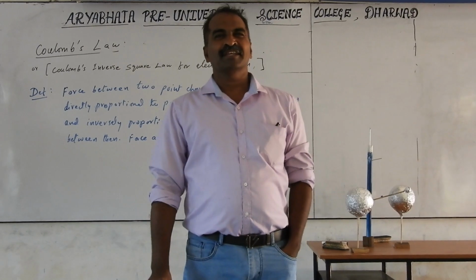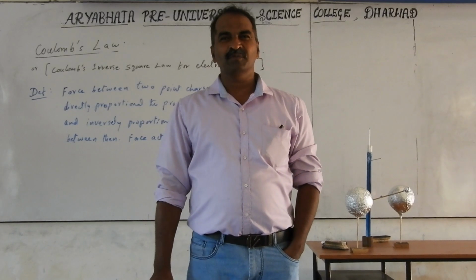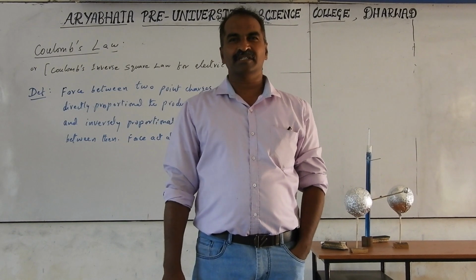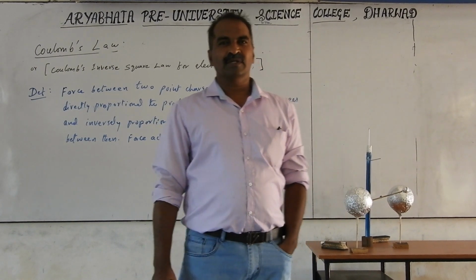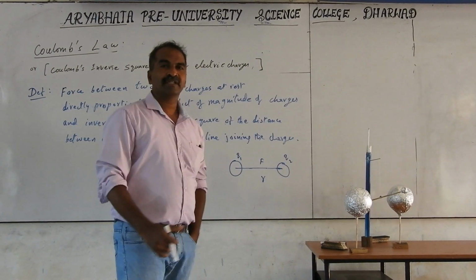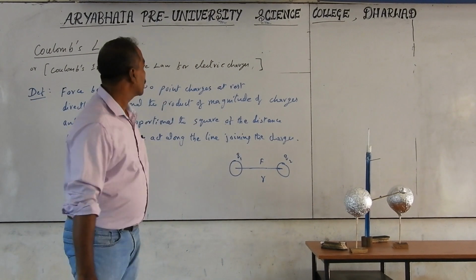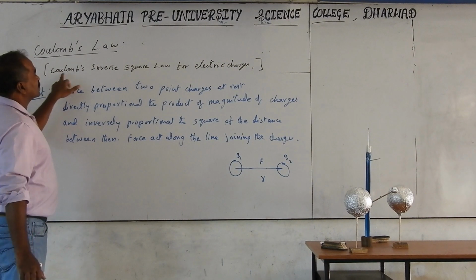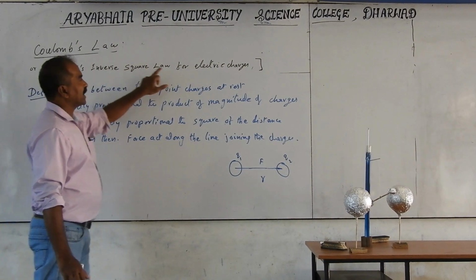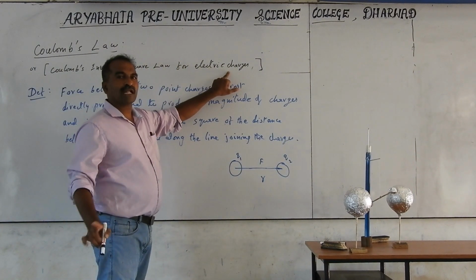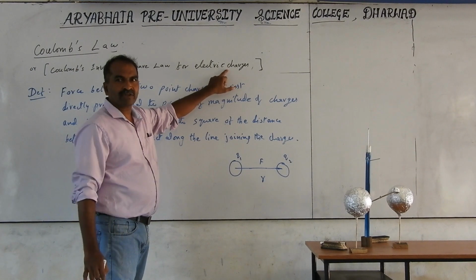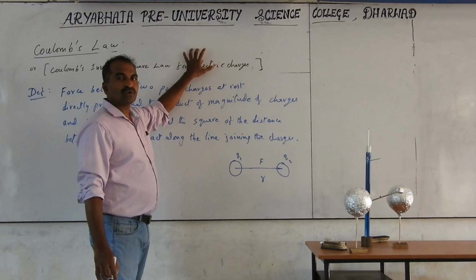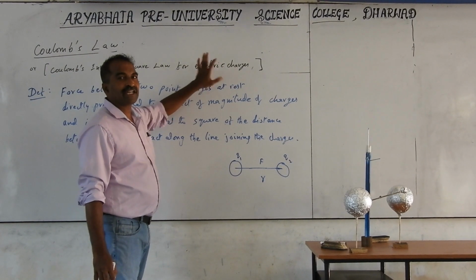Good morning everyone. In the previous class we stopped at Coulomb's inverse square law for electric charges, and we repeat that part once again with the statement and then we proceed for the explanation. Coulomb's law is also called Coulomb's inverse square law for electric charges. Coulomb's law is also there for magnetism, but of course it is not in your PU syllabus. That is also Coulomb's law, but for magnetism; this is for electric charges.